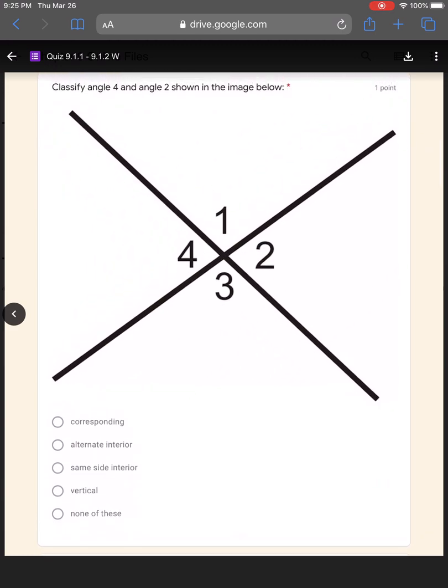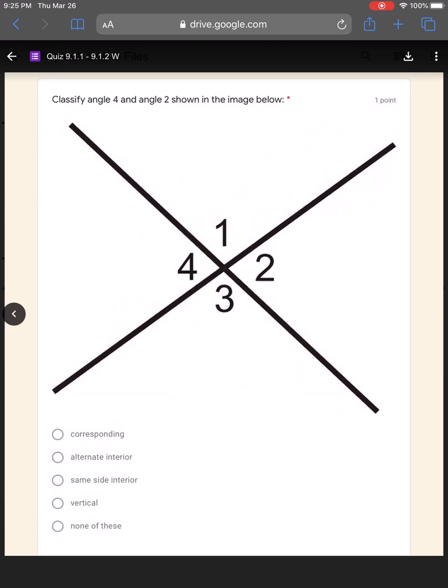Okay, question 2. Classify angle 4 and angle 2 shown in the image below. Will those be corresponding, alternate interior, same side interior, vertical, or none of these? Keep in mind that alternate means opposite and interior means inside.